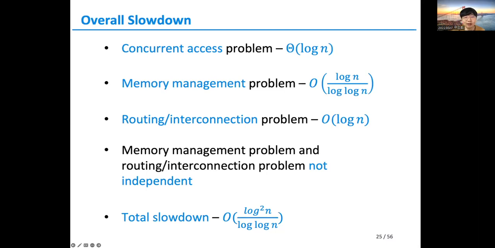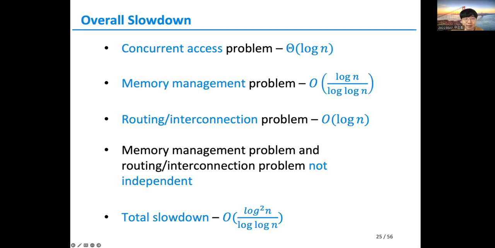Here, we'll see how much slowdown happens on a PRAM simulation problem, which is a simulation of a CRCW PRAM on a bounded degree network. I'll start with stating the three subproblems first. The first subproblem is concurrent access problem, which we discussed on last class. This problem is simulating a CRCW PRAM on an EREW PRAM. And it is known to have a slowdown of big theta of log n using deterministic simulation.